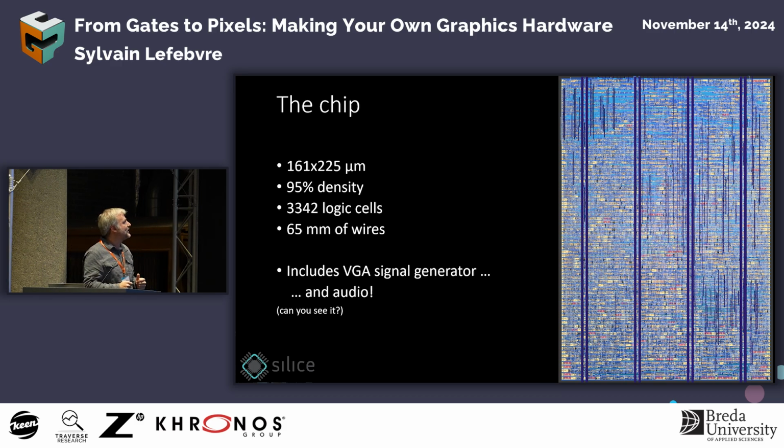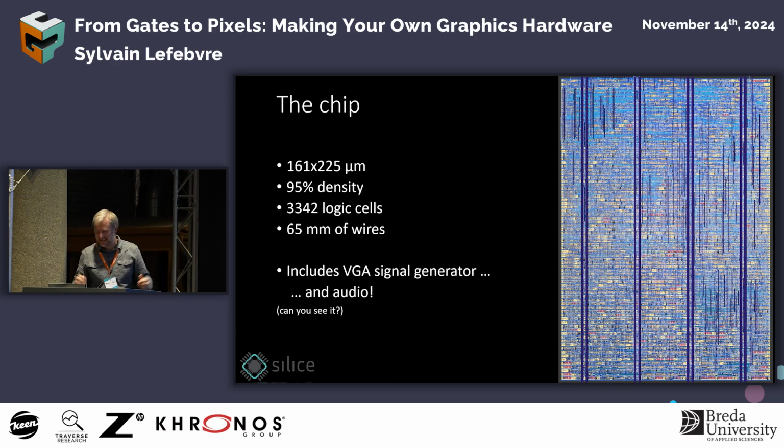I believe this is what's happening, and the reason we can reach this density. It's 3,342 logic cells, and 65 millimeters of wires, which is enormous given the size of the chip. It's always quite amazing to think about how this is like folding this thing inside. Beyond the algorithm I showed you, it also has the VGA signal generator and the audio. And don't worry, I don't know where they are either, right?